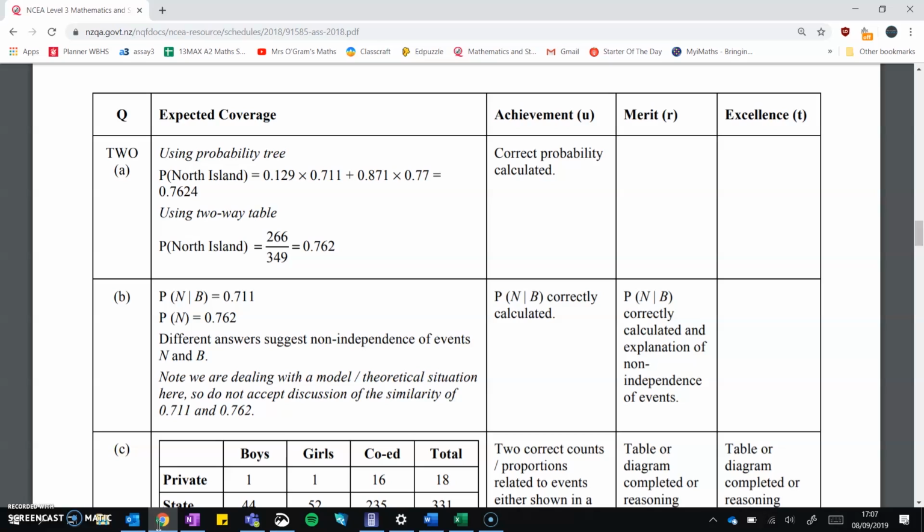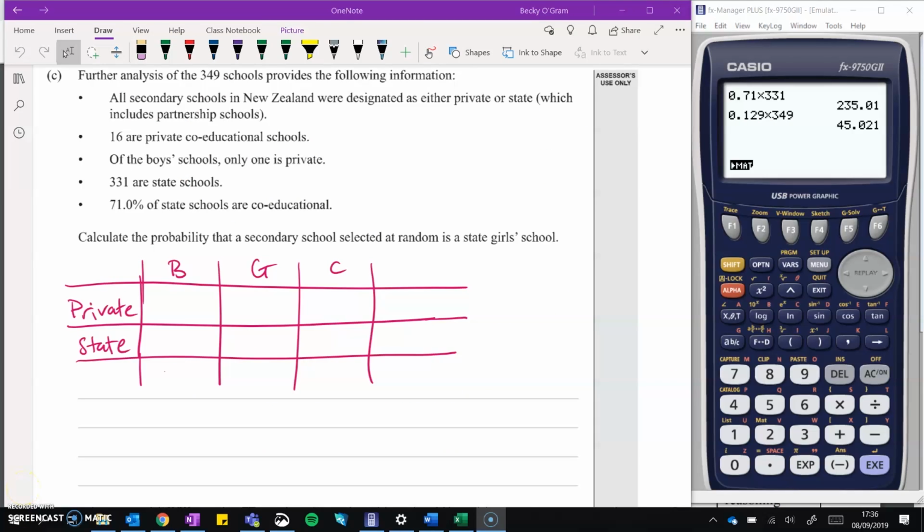And doing that correctly gets you an R mark towards your merit. Let's see, and I'm going to do this one as a table. So we've got boys' schools, girls' schools, and co-ed, and then private or state. And we're going to add in the bits of information we've been told.